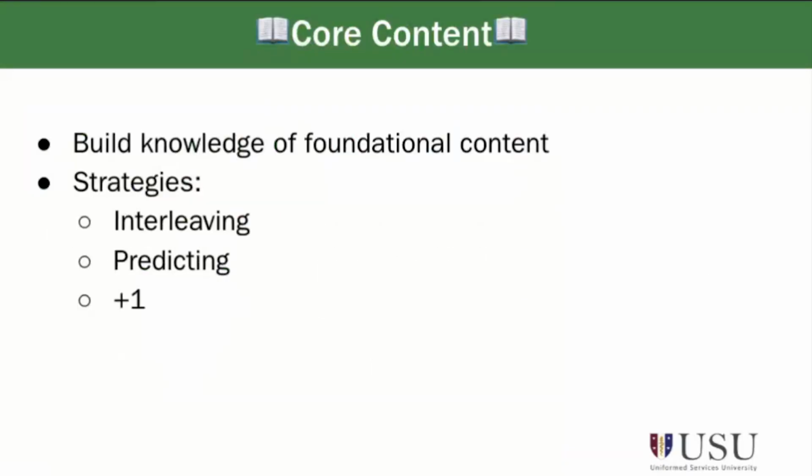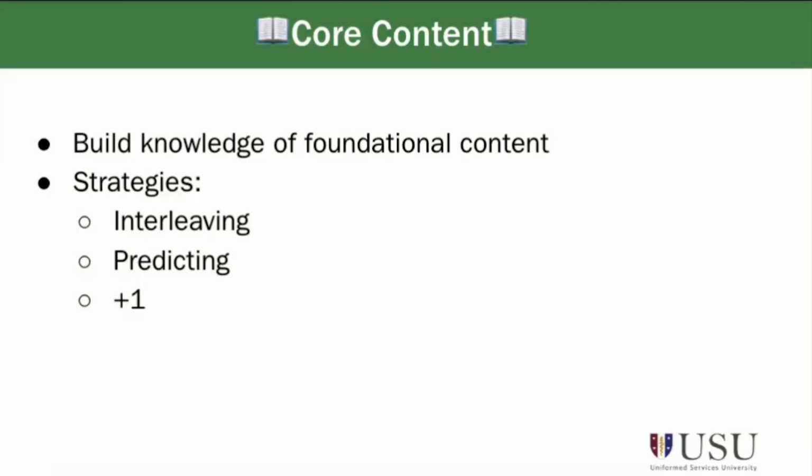So the first category or group of strategies is for core content. Again, these are the strategies that we are going to use to promote moving new learning from your short term to your long term memory. So these strategies really do build knowledge of foundational content. And obviously, that's really important in what we do here. So the three strategies that we're going to focus on today are interleaving, predicting, and plus one.